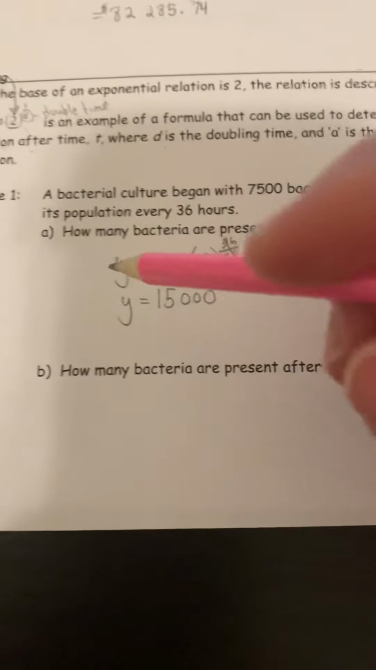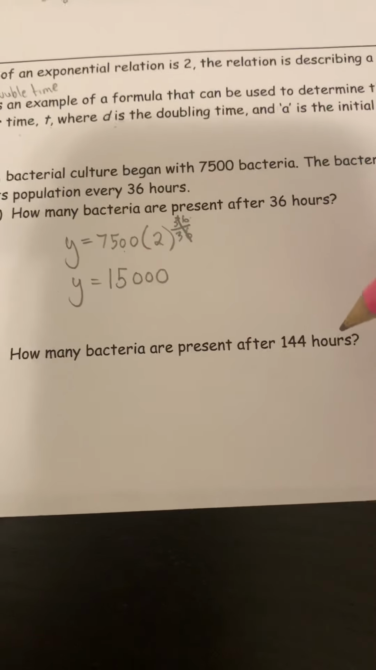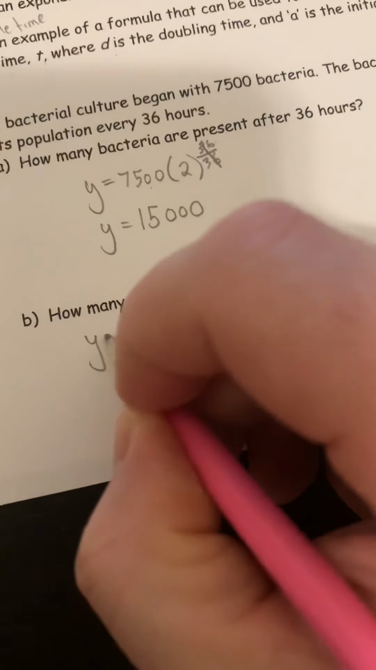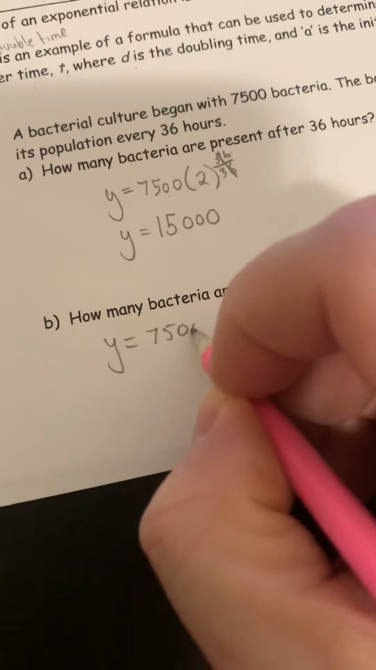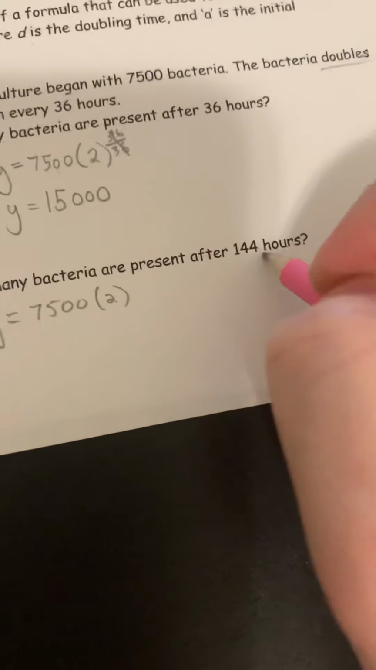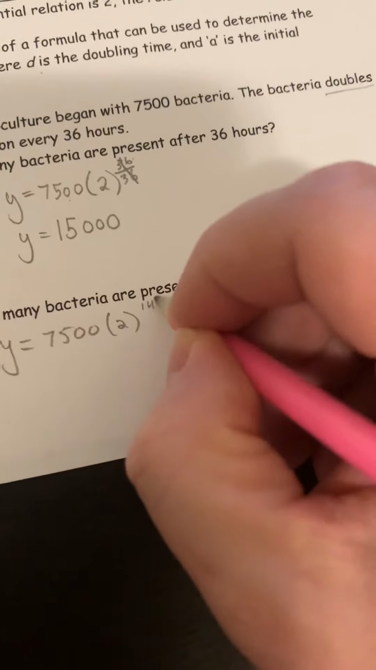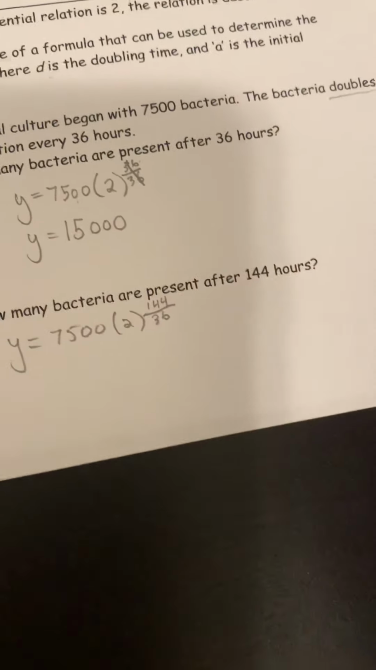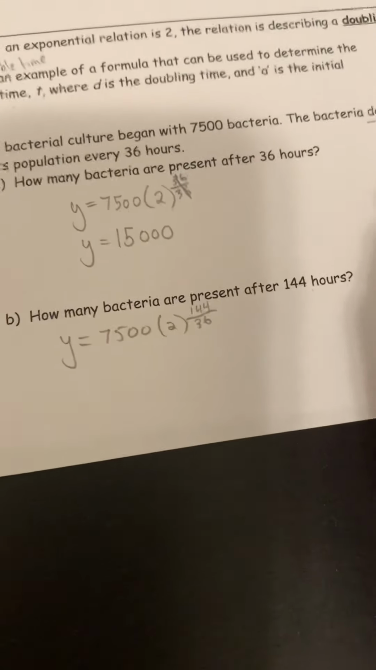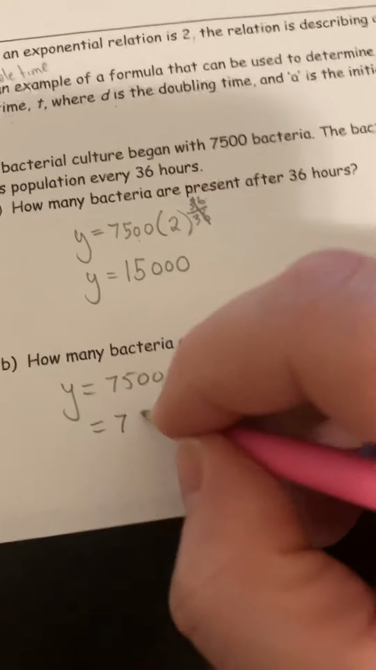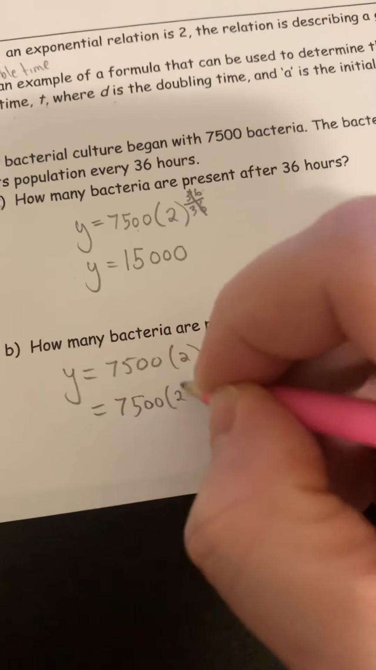Okay. B, how many bacteria are present after 144 hours? So y equals 7,500. 2 is our doubling. And now this represents t, because 144 hours have passed. But every 36 hours, it doubles. Okay, so 7,500 times 2.